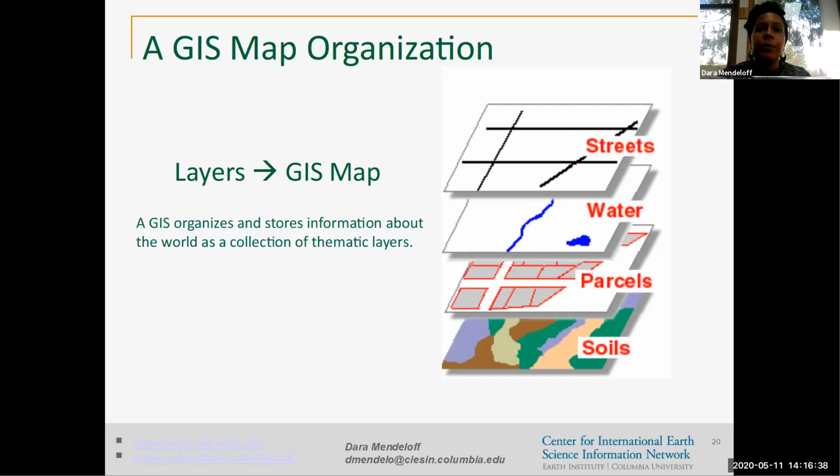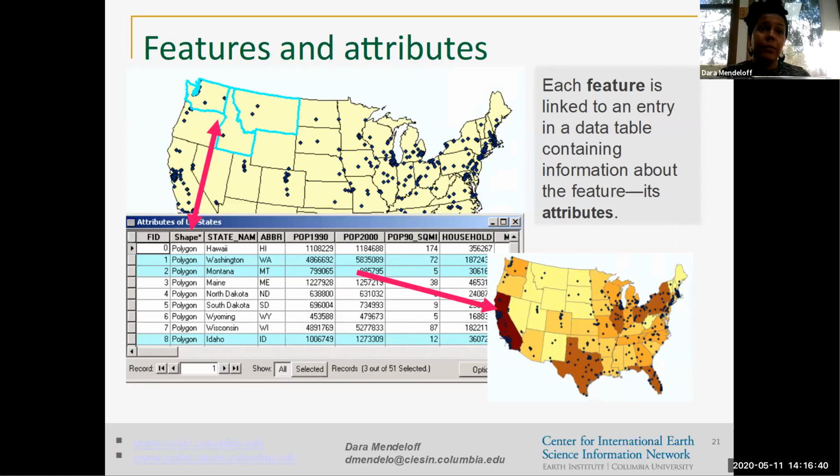Here's an example of GIS data. So you have the United States. So there's about 50 states. You have a table that's linked to those states. And in that table, you have different descriptive information, right? We call this attributes. You have the name of the state. You have how many people live in that state. You have how many people live in that state in 1990 as well as in 2000. You have the land area of that state. You have how many people live in a household. You have income. You have lots of different information about that state.